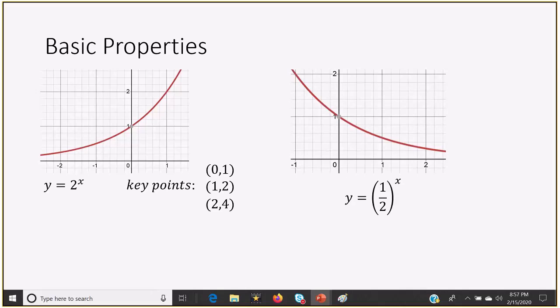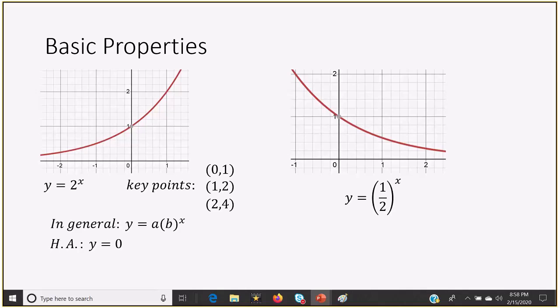The other kind of parent function is if b is between 0 and 1, and we typically talk about that with 1/2. The key points for that would be, again, 0, 1, and then 1 and 1/2, and 2 and 1/4. The reason that we don't really talk about it much in this section is because it's fractions, and fractions can cause a bit of a headache, but it's perfectly fine. The concepts apply exactly the same. You just have to be careful when you're adding and subtracting.